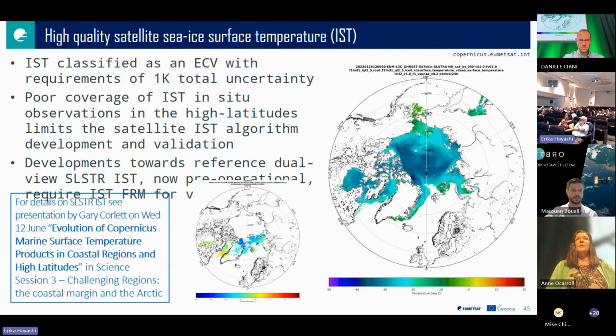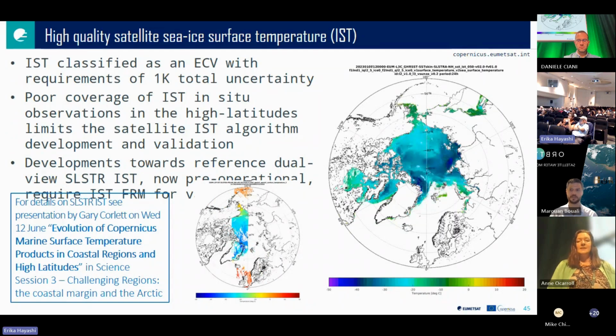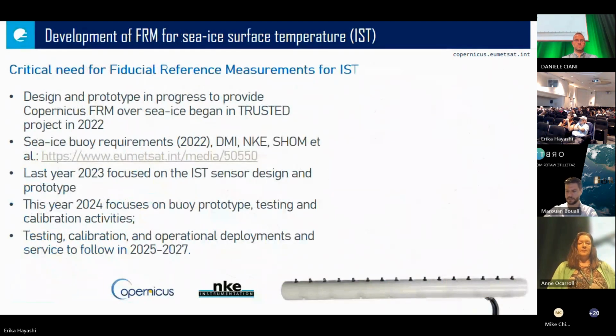I think one of the interesting things that we've found by looking at some of the pre-operational IST data initially is how much variability there is day to day. So it's very unlike validating a sea surface temperature field, for example. So this is even more critical why we need the high quality FRM in situ data.